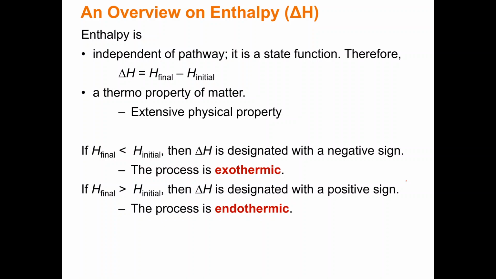As we've said, since we are talking about enthalpy as being a state function, we realize that it's independent of pathway. So we can calculate delta H by just saying H final minus H initial. Down at the bottom we see that if H final is less than H initial, in other words, if the energy the system ends up with is smaller than the energy it started with, then this is an exothermic process. If it ends with more energy than it started from, then it's an endothermic process. Just like we said before.